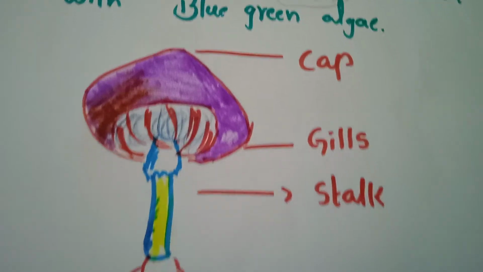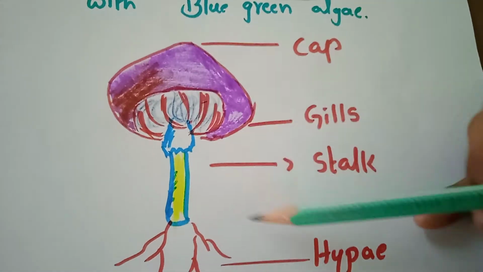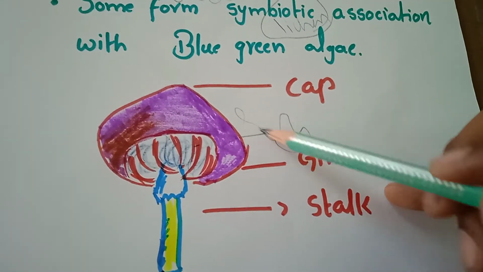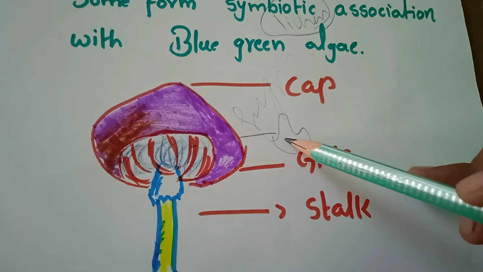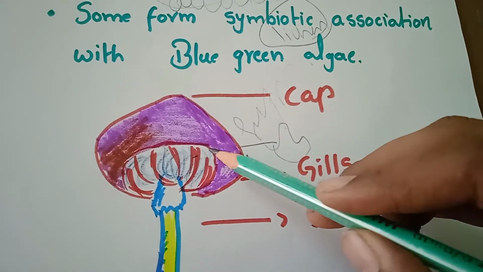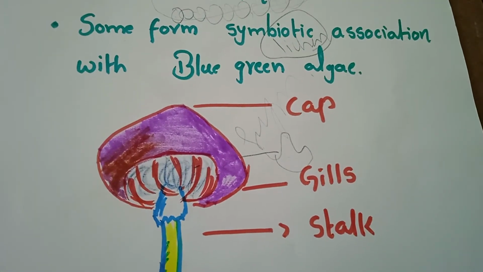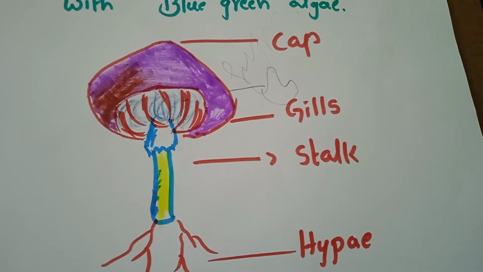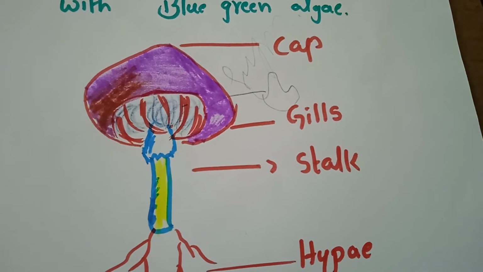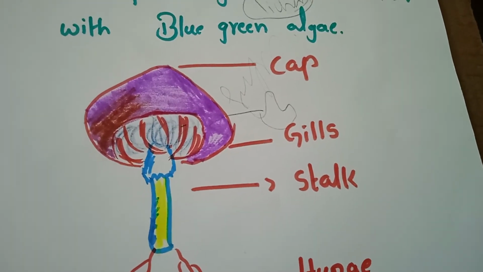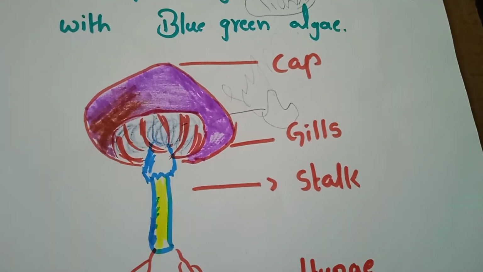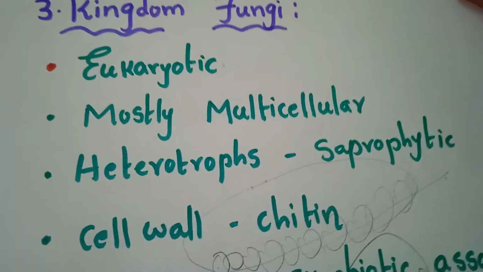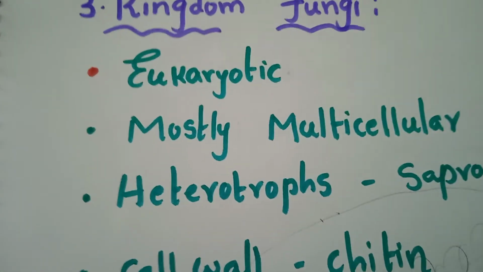Next, see here. This fungus and algae both form a symbiotic association, that means a mutual understanding, and both get benefits, living together and getting the food source. So this one is a mushroom: eukaryotic, multicellular and saprophytic. It performs a symbiotic association with blue-green algae. That one is lichen, very, very important. Fungi and algae colony is lichen.